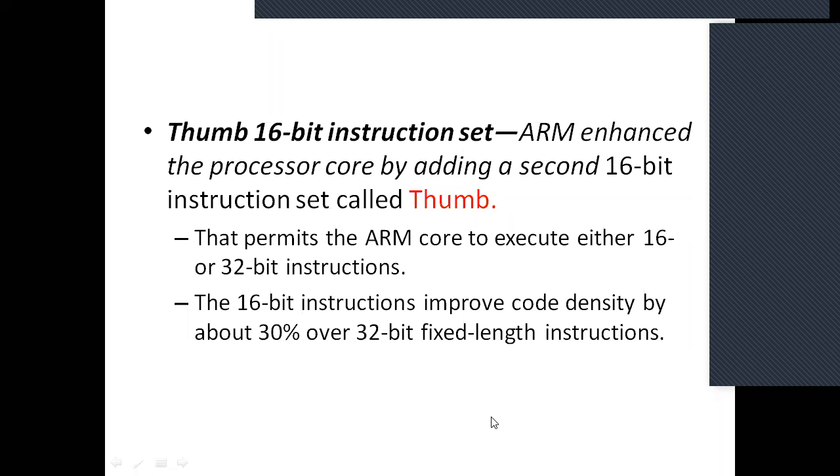So when you are designing a system that has very little memory, you can use the 16-bit instructions, because they occupy 30% less memory than the 32-bit instructions. So you can use either a 16-bit instruction or a 32-bit ARM instruction in your software design, according to your system requirement. In order to improve the code density, they have provided the secondary instruction set in the ARM processor. That is called Thumb instructions. Thumb instructions are 16-bit length.